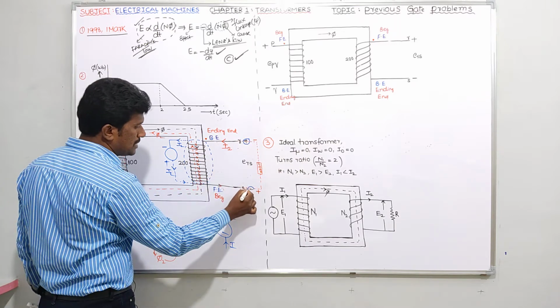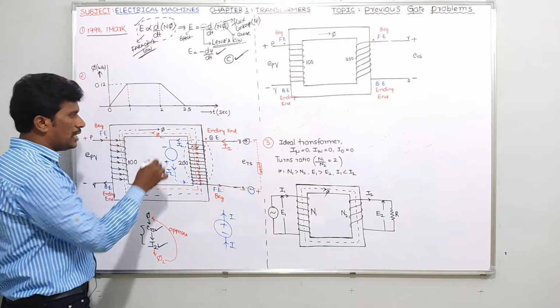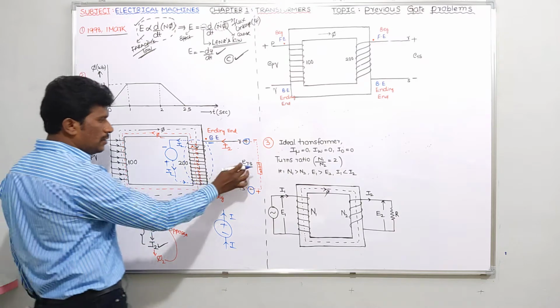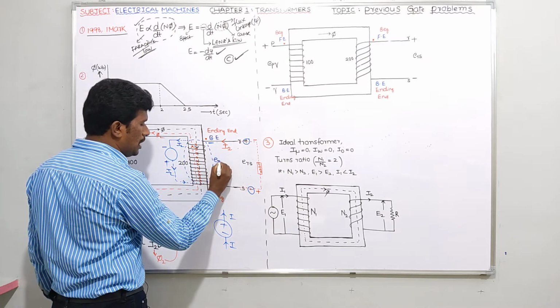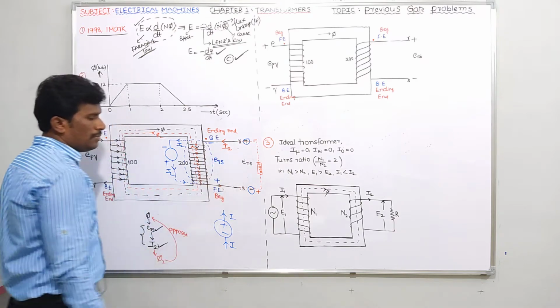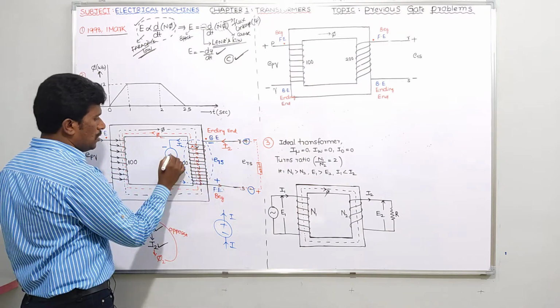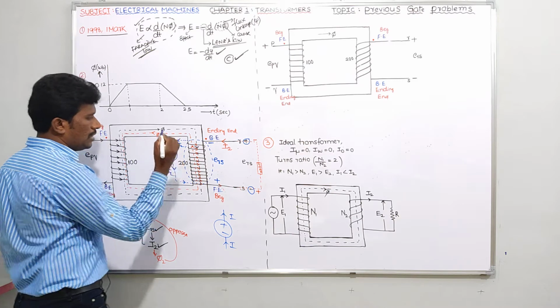Plus, minus, these are the polarities he has given. But for us, we are getting minus here and plus here. So let me make the voltage ERS only. But he has given plus, minus like this. Okay, this voltage is nothing but the ERS value.